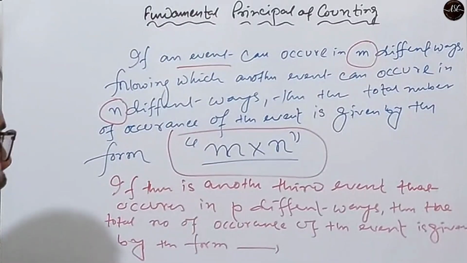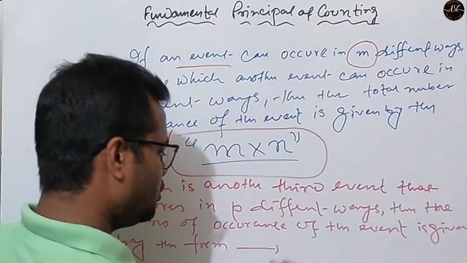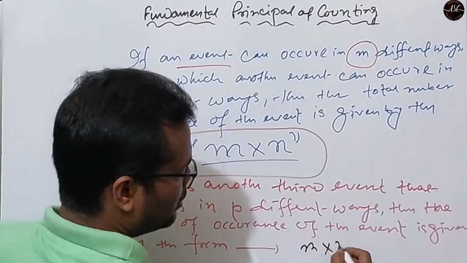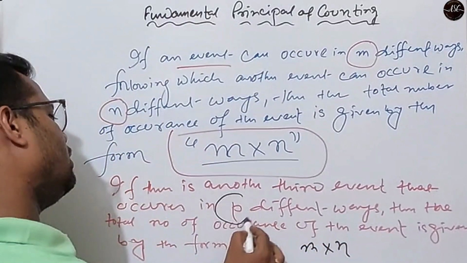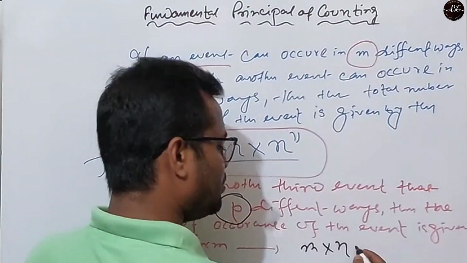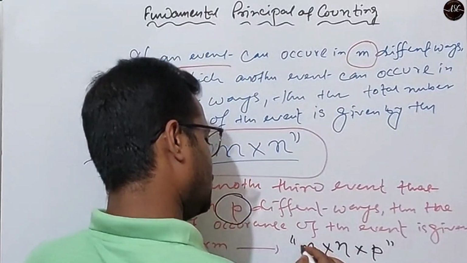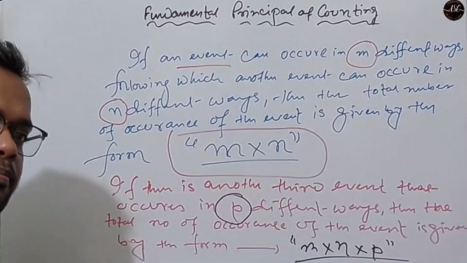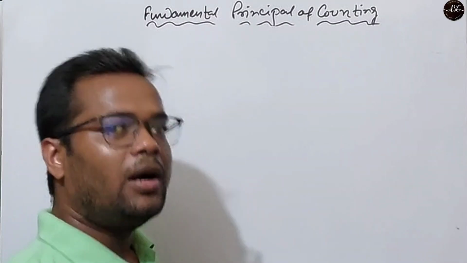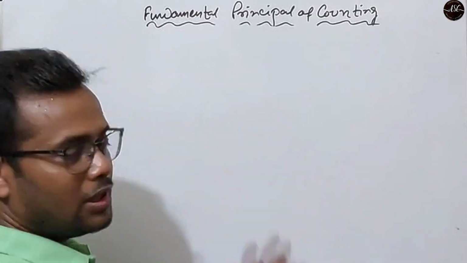What will be the form? Here, just for these previous two, m into n, and here p also. So just multiply p. Okay, this is a simple method. Now we will do some examples for better understanding of this counting principle.